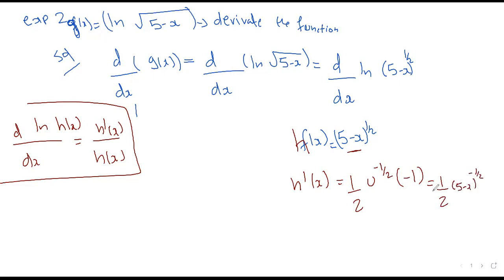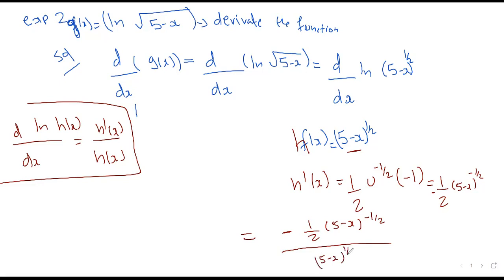This would be our answer. So now we are done. We had to find this and this, and we are already done with these two things. So the answer would be minus 1 by 2, 5 minus x, minus 1 by 2, divided by 5 minus x, 1 by 2.